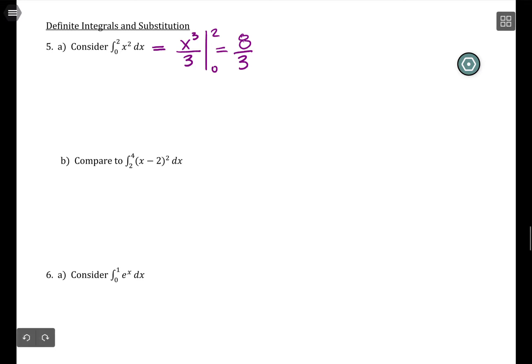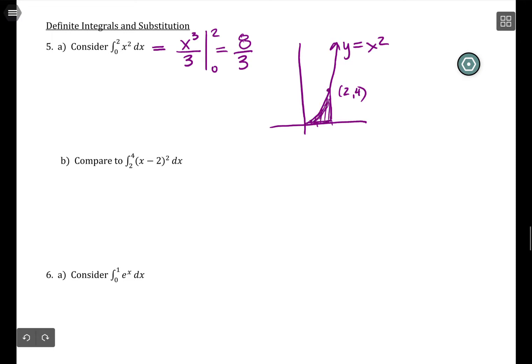And graphically, if we think about what we just did, we started with the x squared function. And then from 0 to 2, so this is 2, 4, we accumulated all the area trapped underneath it. So that's what this means, right?